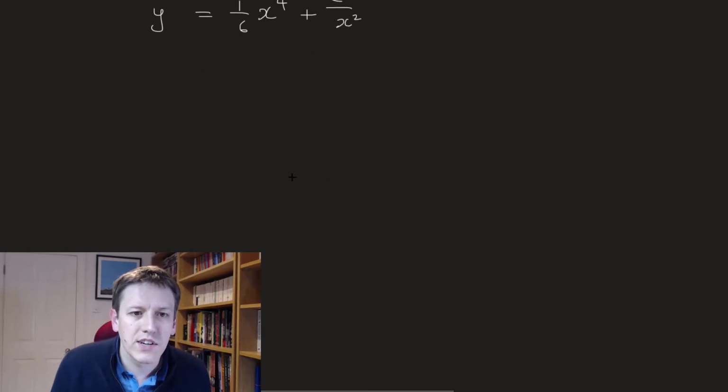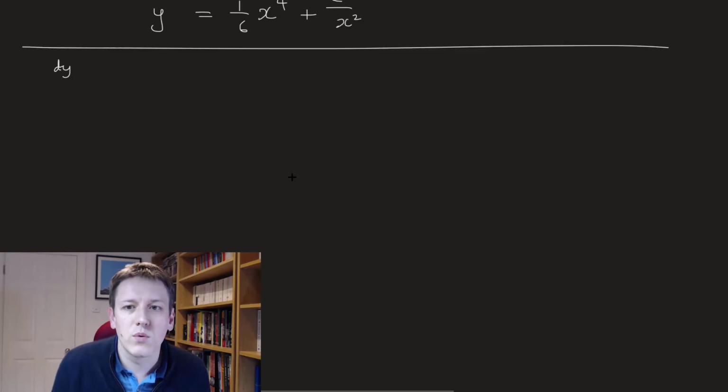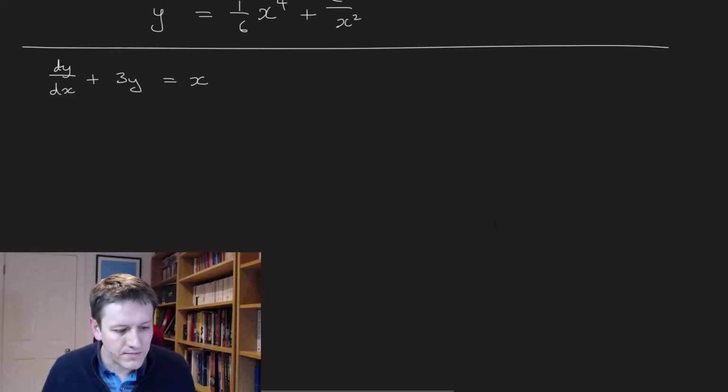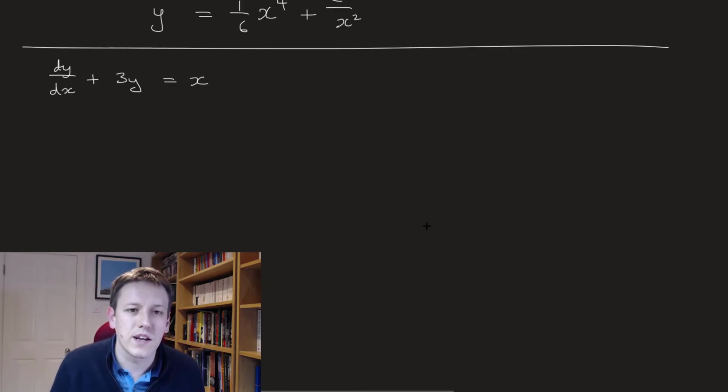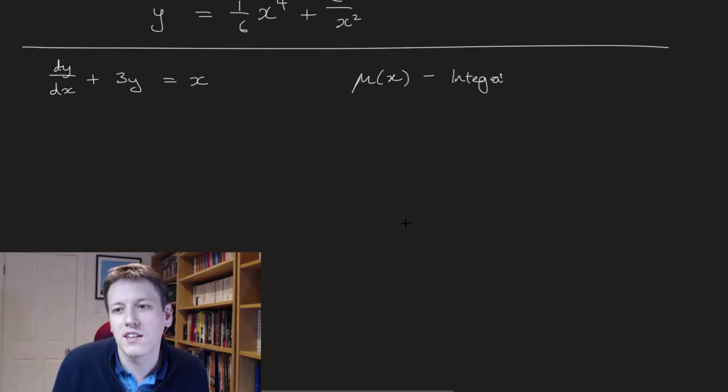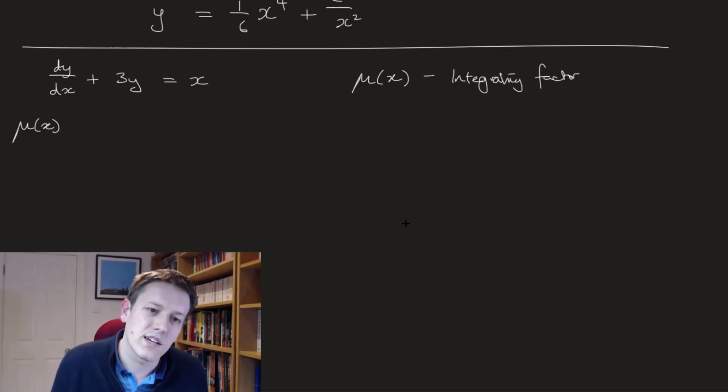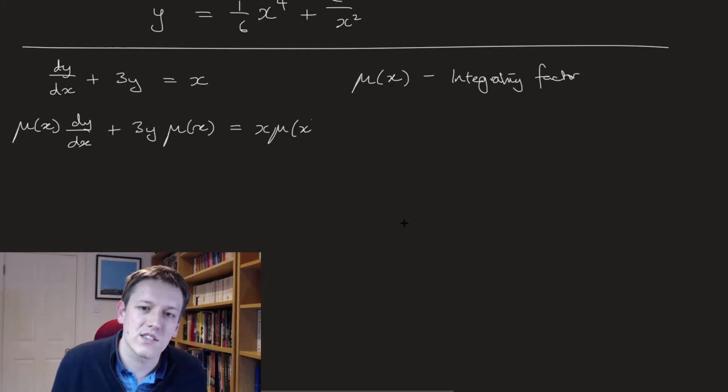So let's have a go at another example. Okay, so we'll do dy by dx plus 3 times y is equal to x, right? So the aim here is that we're going to multiply by some function, and I'm going to call this function mu, and actually, mu of x is what we're going to be calling the integrating factor. Okay, so I'm going to have mu of x times dy by dx plus 3y times mu of x equals x times mu of x.